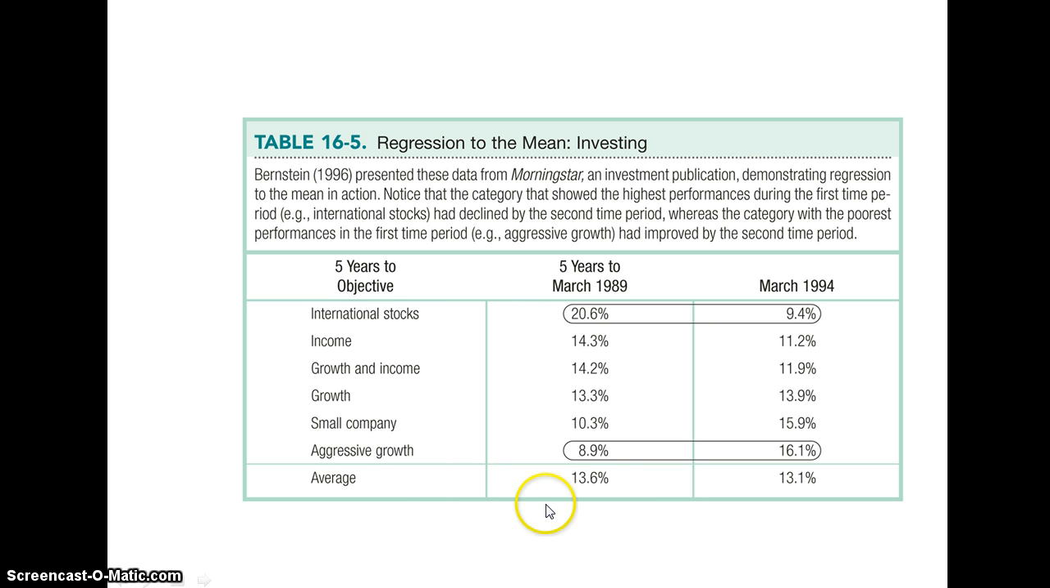You can see another example here. When you look at stocks, the highest stock regresses towards the average and it gets lower. The lowest stock actually does better the next time a measurement is made. So that's also an example of regression to the mean.